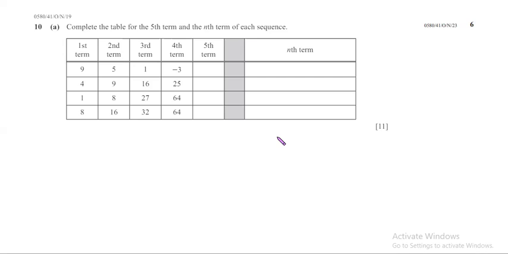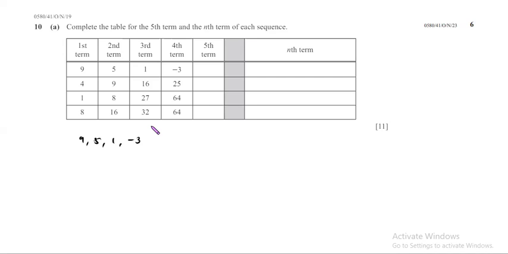And I sort of feel that you would get it in the form of a table like this, most probably. And let's see what we end up getting, but I'm going to quickly take you through this question. The first sequence given here is 9, 5, 1, and -3. And we are supposed to find the fifth term as well as the nth term.